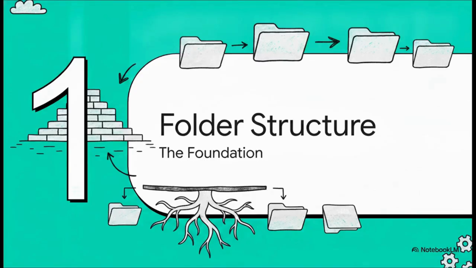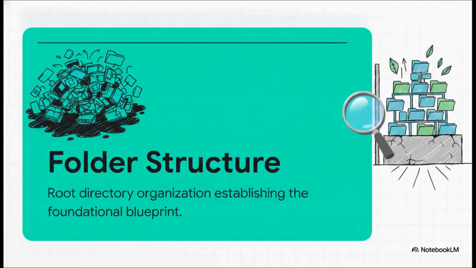All right, let's jump into pillar number 1, the foundation, which is our folder structure. So, folder structure is your root directory organization. It establishes the literal foundational blueprint of your software project. Look, we've all seen a folder structure that looks exactly like a digital junk drawer, right? Files thrown everywhere, zero clear naming conventions, just absolute chaos. But a clean, organized structure acts as that solid, concrete foundation.